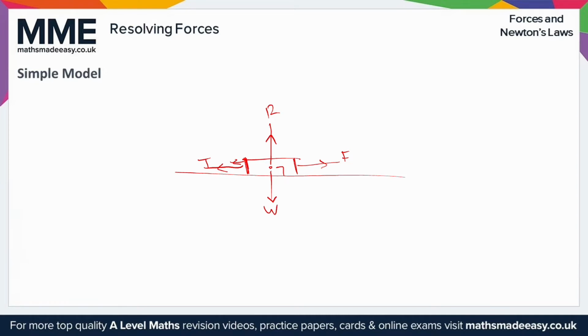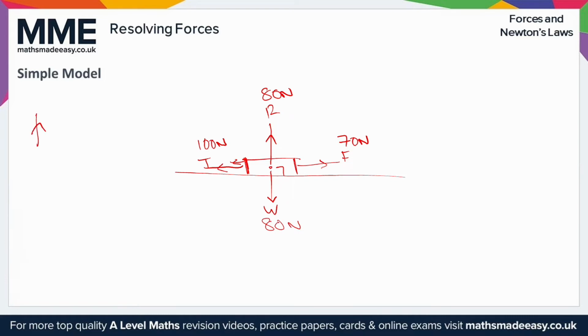Let's assign some values and see if we can solve it. So let's say the two people who are pushing it are providing a combined force of 100 newtons. And the friction as a result of the movement is, let's say, 70 newtons. Okay, the weight is, let's say, 80 newtons. And of course, because it's not coming off the plane or going through the plane, the normal reaction must be equivalent to the weight. So 80 newtons here as well. Okay, so I've already solved part of it there. Let's consider vertically and horizontally.